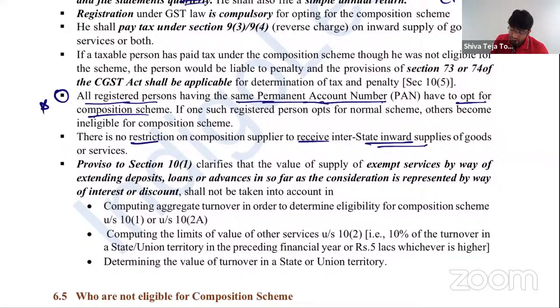Next. Exempt services by way of extending loans where the consideration is interest or discount are not considered for calculating aggregate turnover. So for calculating that 1.5 crore, 75 lakhs and all, we will not take into account this exempt service where the consideration is interest or discount.